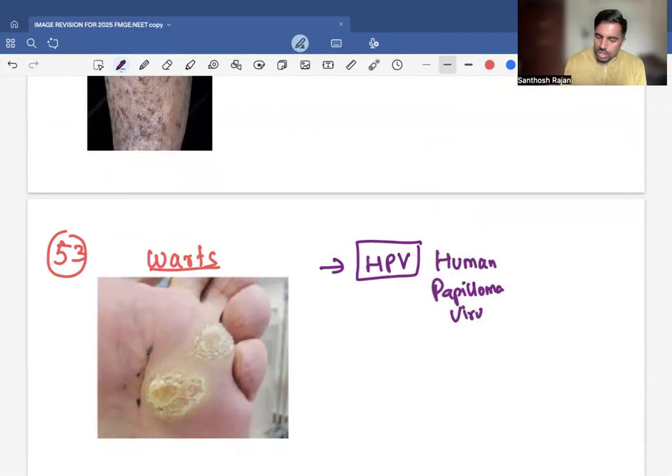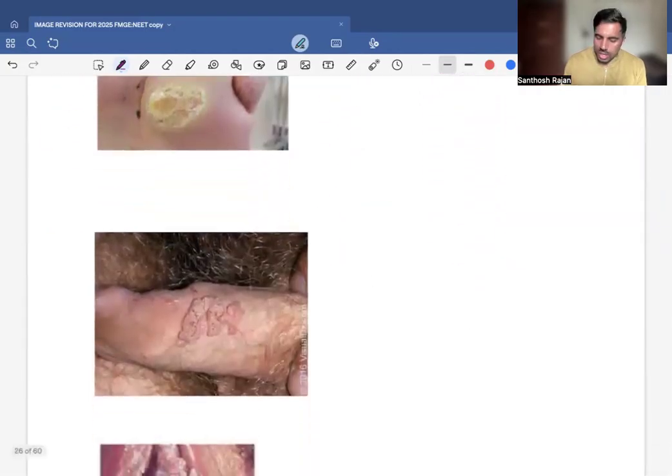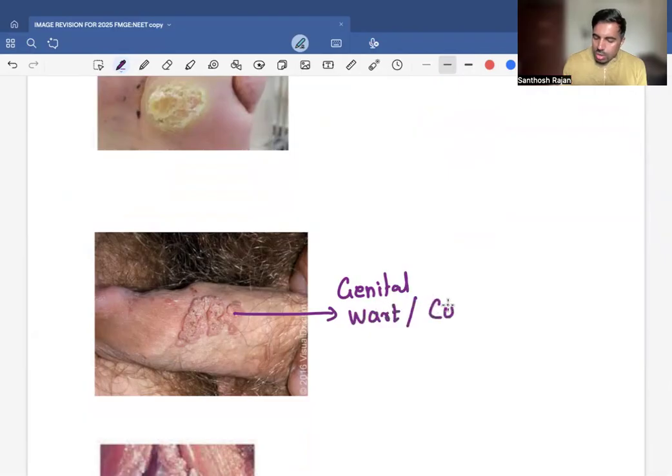Okay, I'm writing the full name. So now in this picture, just by seeing it you can say this is a genital wart. Otherwise, in the penis, you also call it condyloma acuminata. It is called condyloma acuminata.